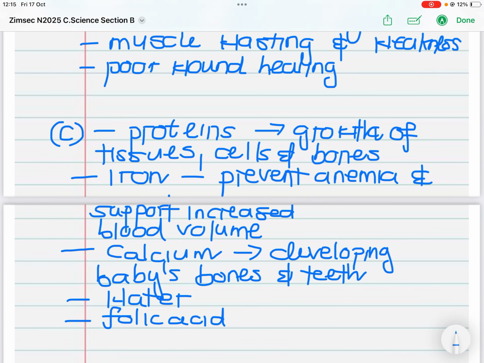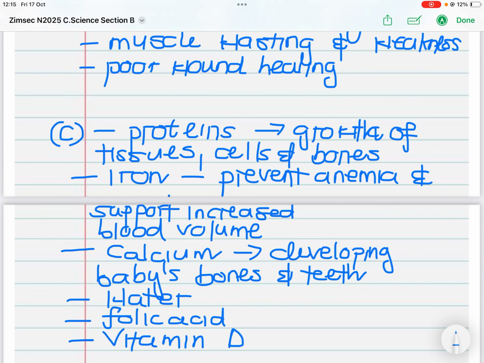Folic acid is very important for preventing birth defects, especially in the first few weeks of the pregnancy. Also, your diet is supposed to have vitamin D. This is very important as it helps the body to absorb the calcium.